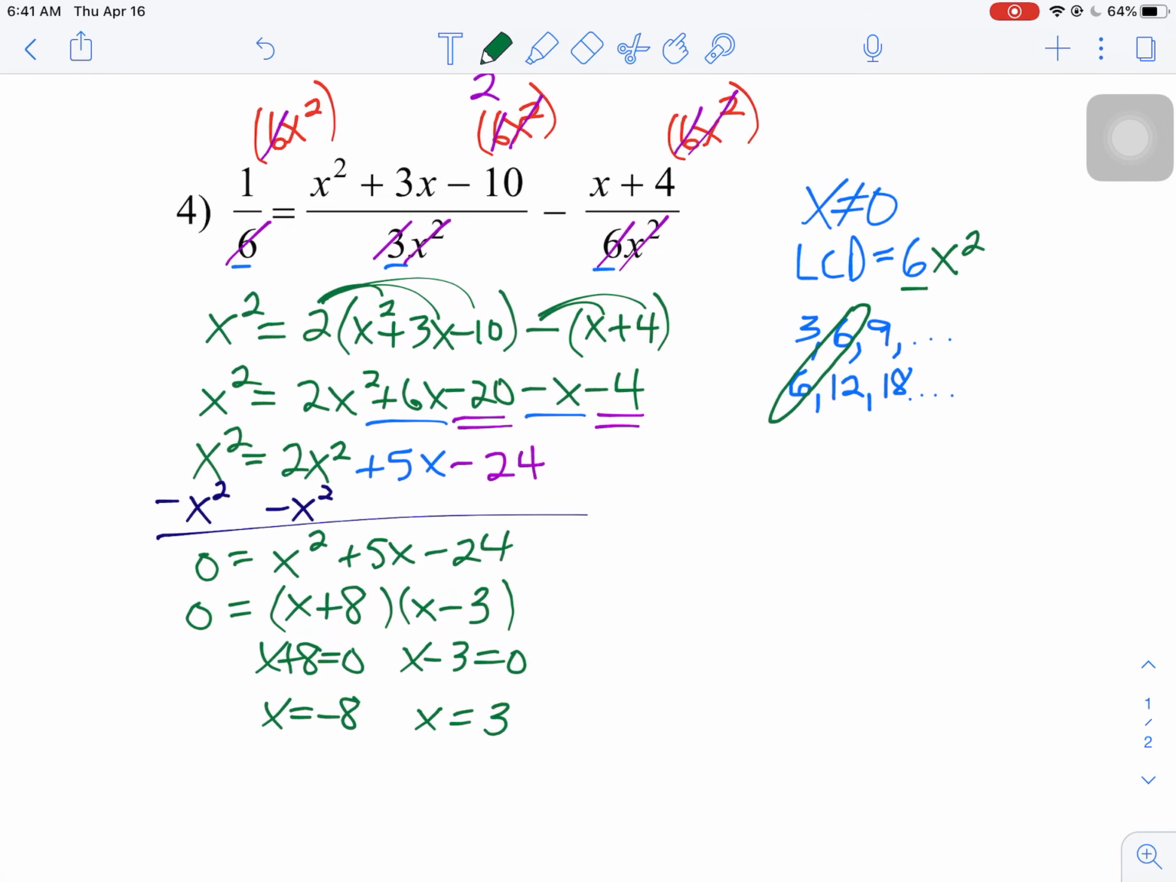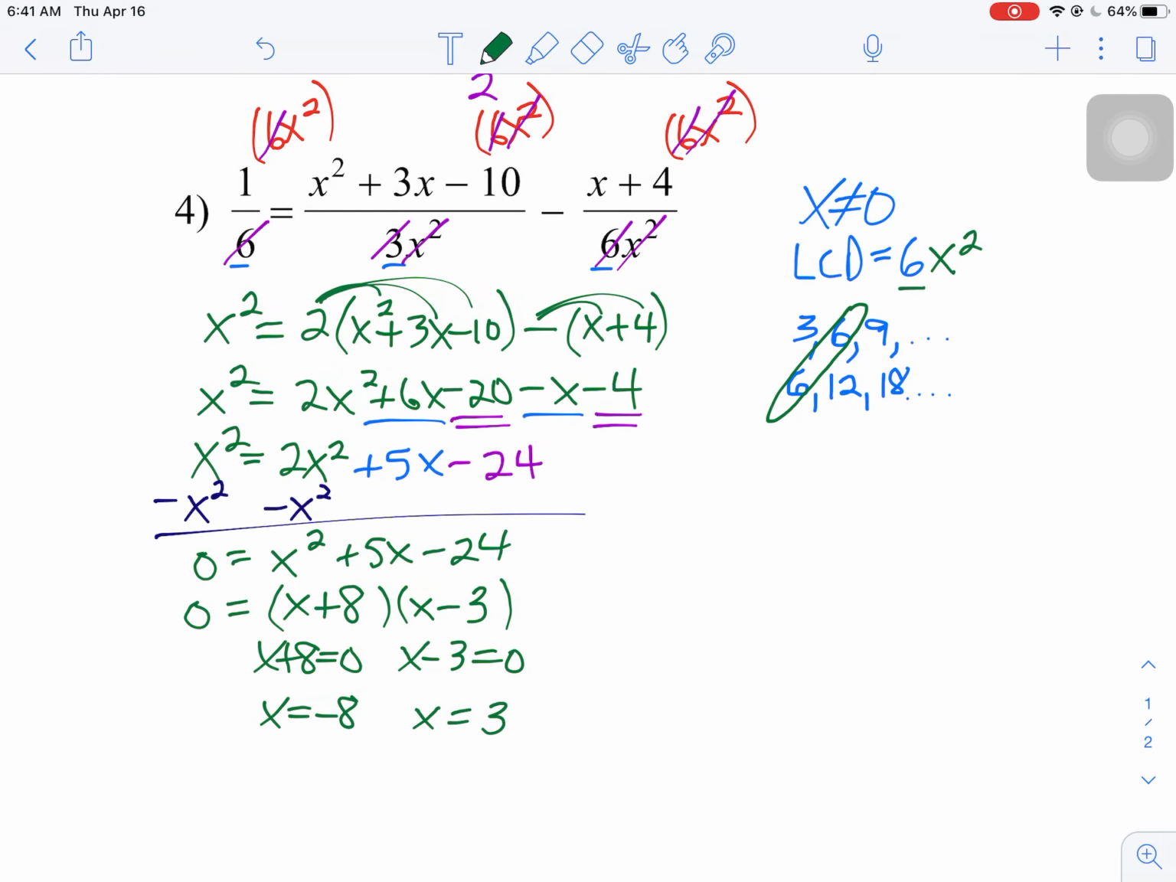Let's see, were either of those domain restrictions? No, x is not equal to 0 was a domain restriction, and both of those are not 0. So that means we get to keep both of those answers.